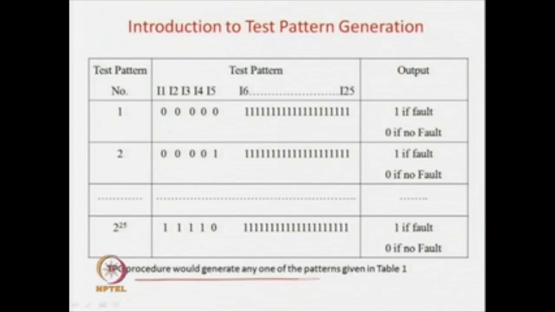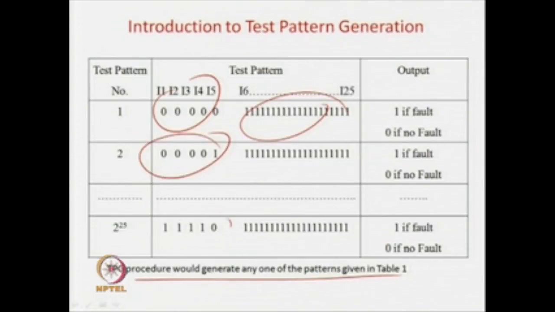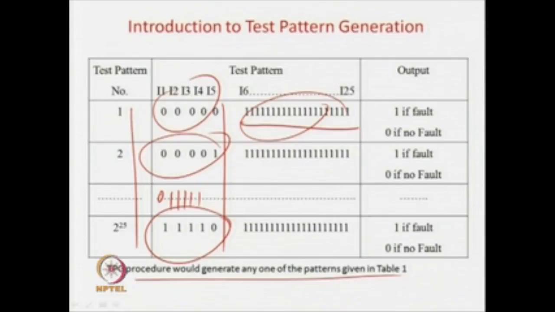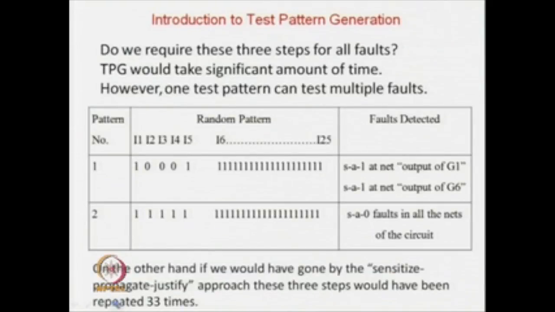As already told you, the test pattern generation procedure would generate any pattern in the table. It can generate all zeros with all 1s. It can be 1 1 1, it can be 1 1 0. So, 2 to the power 25 minus 1 test patterns are possible for this target fault, and it depends on the ATPG algorithm whether it will generate 0 0 0 0 for the first AND gate, or 0 0 0 1, or 0 1 1 1 1 1. Anything would do your job because we require 0 at the output of the first gate and ones at the output of all the other AND gates.